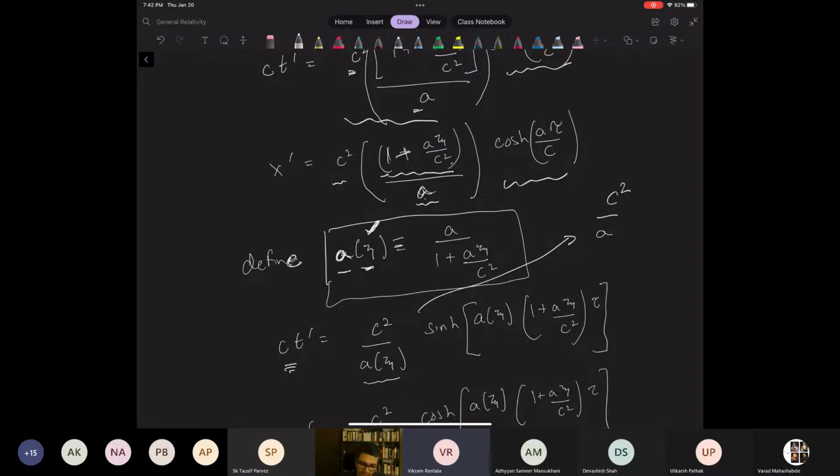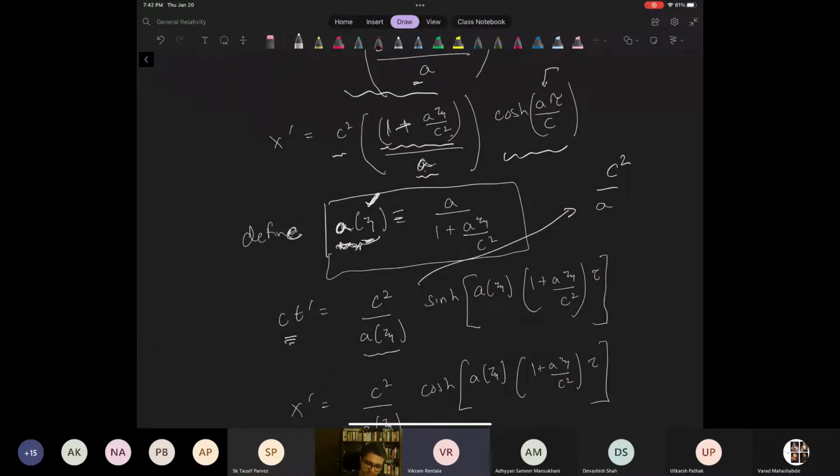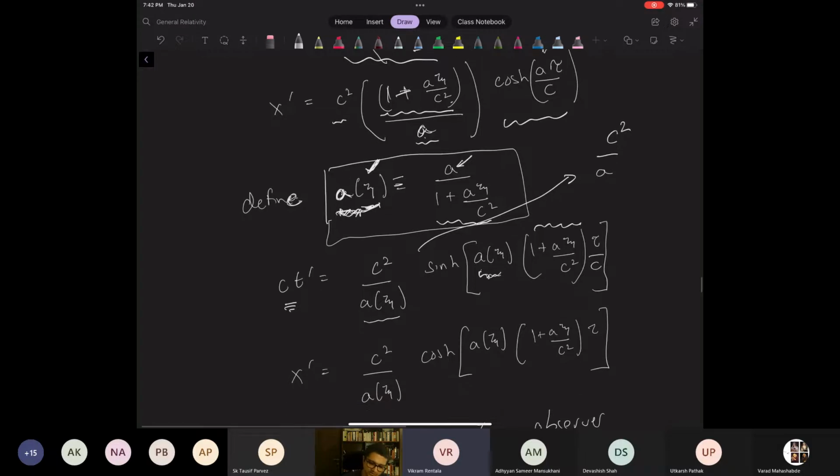Now the only thing that we have to do is the A inside this sine hyperbolic or cos hyperbolic has to be also replaced by this A of xi. When we do that, we can write A as A of xi into 1 plus A xi over C square. So it's A of xi into 1 plus A xi over C square times tau by C. And similarly, x prime is C square over A xi cos A xi times 1 plus A xi over C square tau by C.